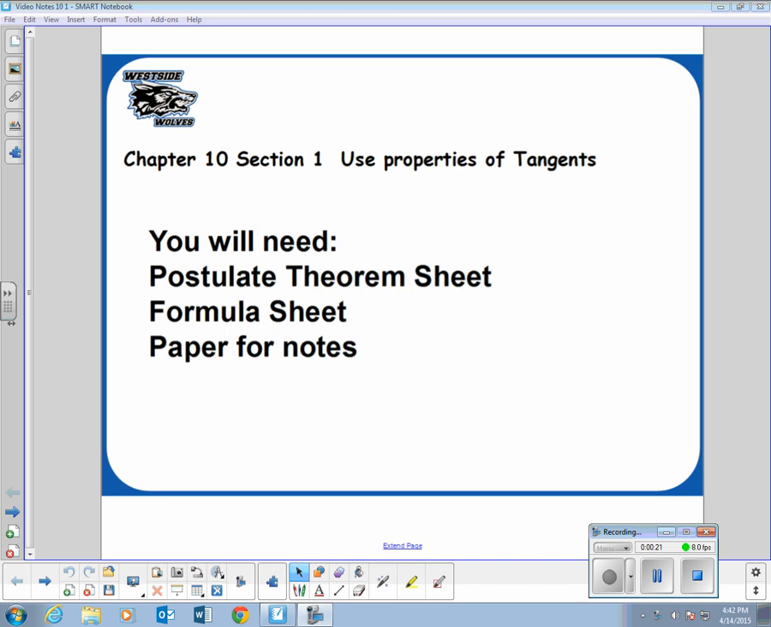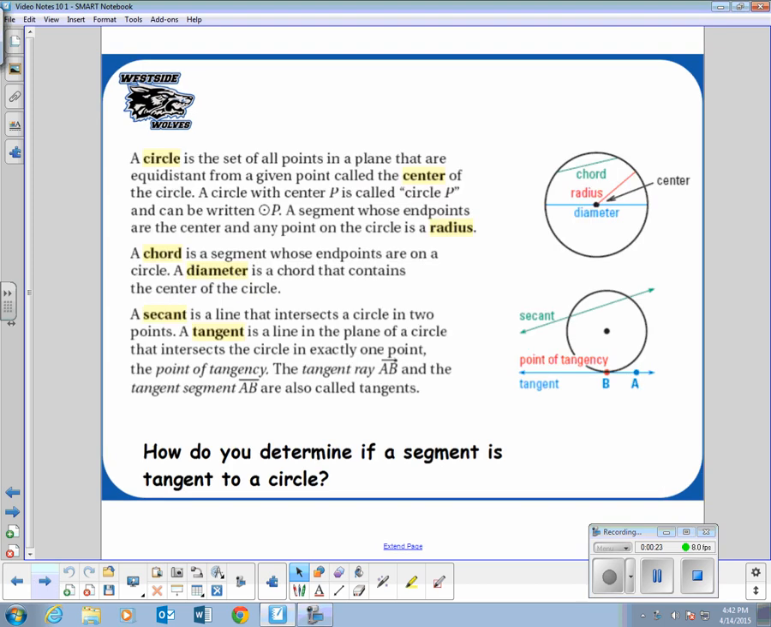All right, so our first page here will be just a little information that you can pick up on if you want to pause the video and write down some of this information, or just write as I'm talking. So a circle has a center, a circle has a diameter, and a circle has a chord. A chord is a segment that goes from one side of a circle to the other side, and that's all it does, and it's just a segment. A diameter is a special kind of chord that contains the center of the circle.